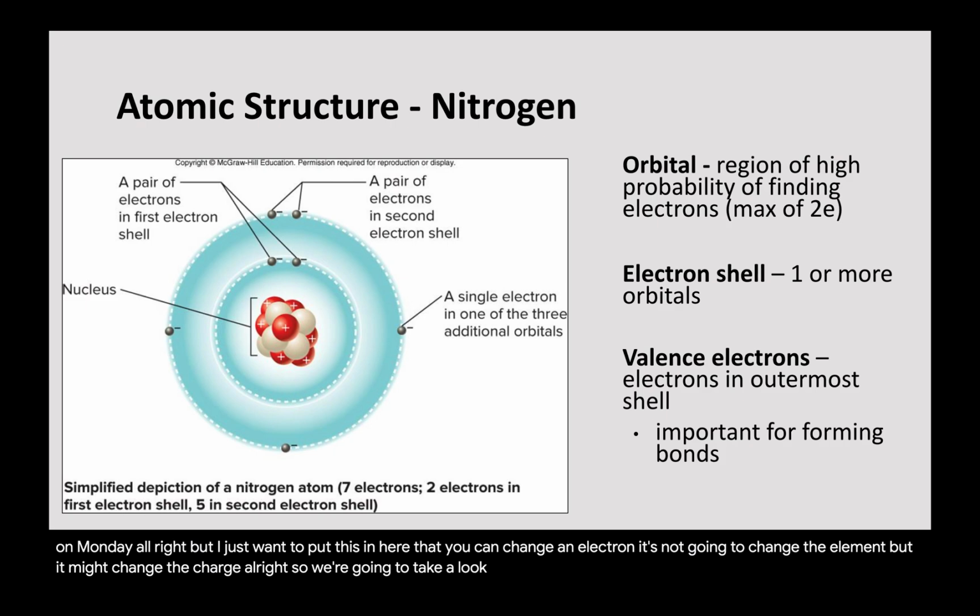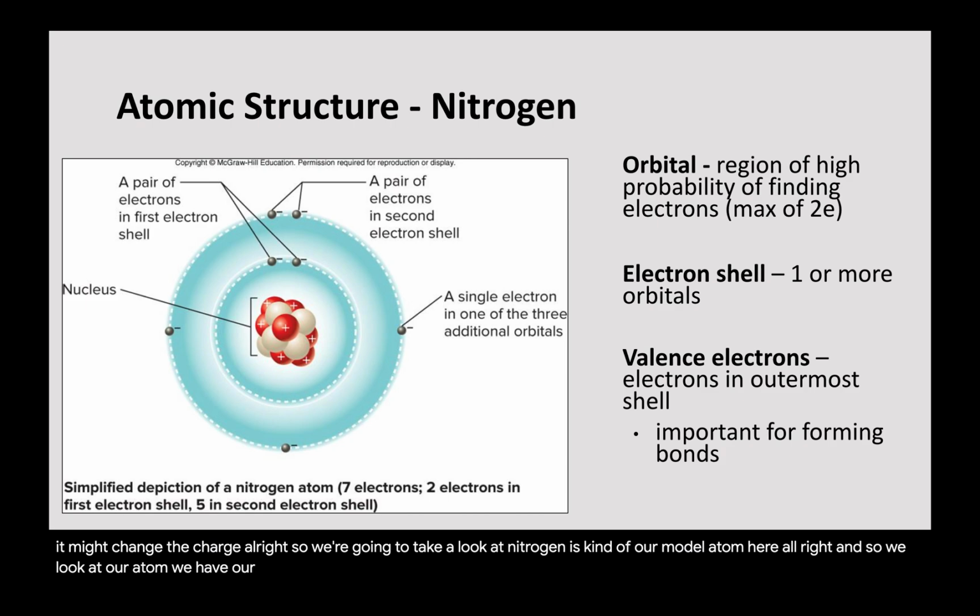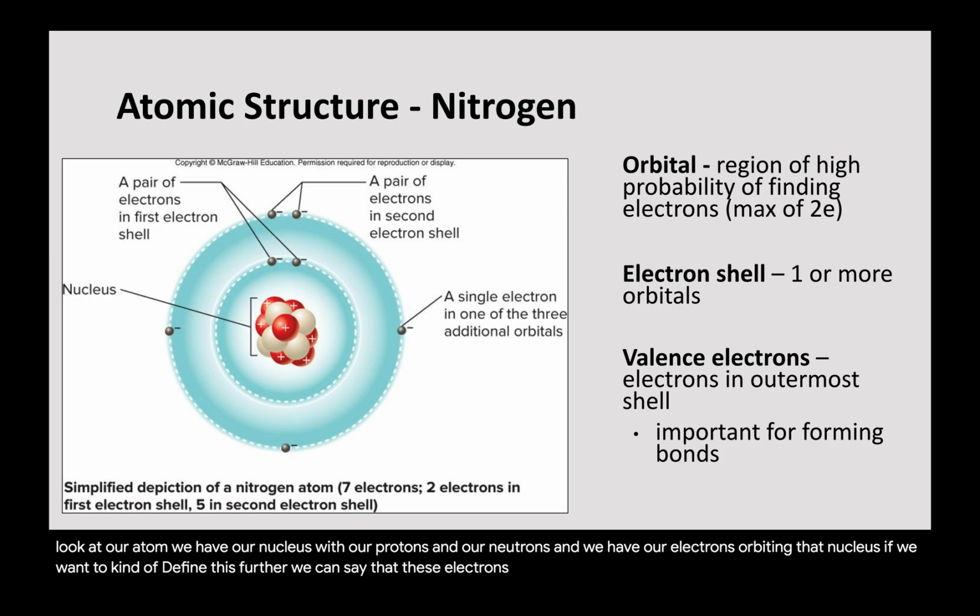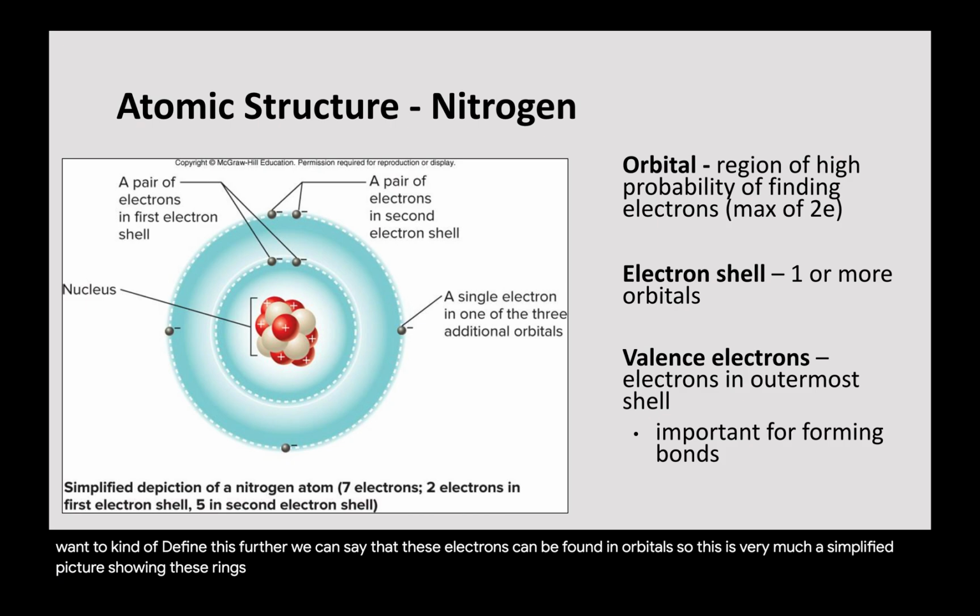All right, so we're going to take a look at nitrogen as our model atom here. And so when we look at our atom, we have our nucleus with our protons and our neutrons, and we have our electrons orbiting that nucleus. If we want to define this further, we can say that these electrons can be found in orbitals. So this is very much a simplified picture showing these rings. In reality, they are not going to fit in these nice rings. Rather, electrons will be found in these regions surrounding the nucleus.